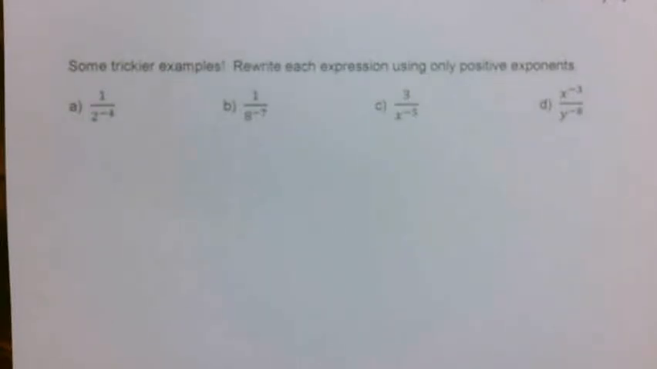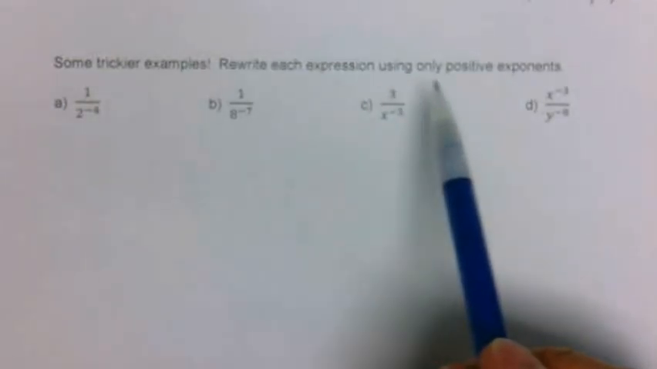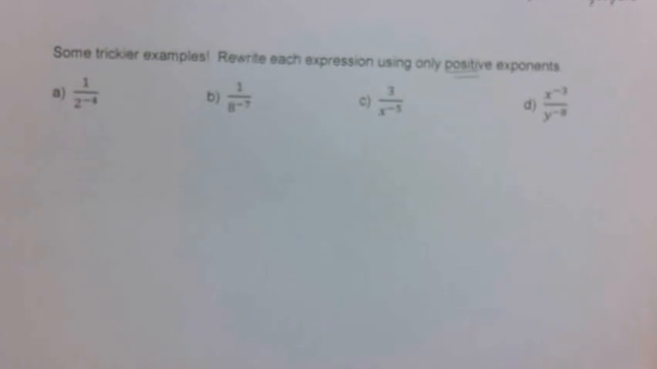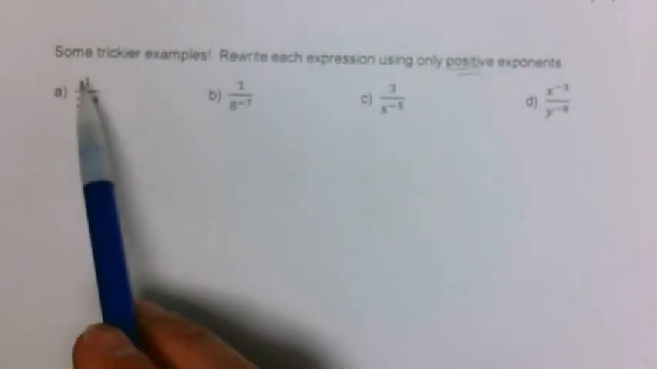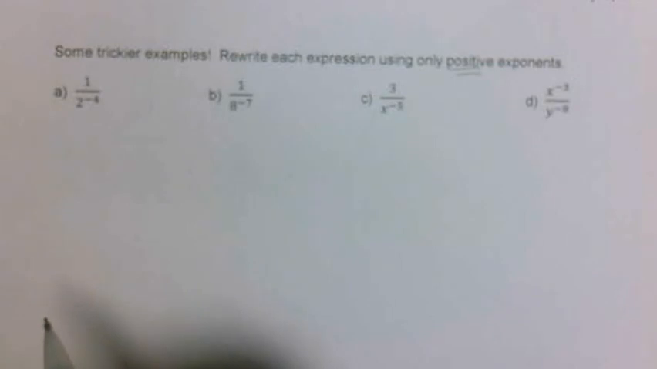In this last section, we have a few trickier examples, and our directions again are to rewrite each expression using only positive exponents. All right, so you'll notice in letter A, we have 1 over 2 to the negative fourth power. My negative exponent is in the denominator of my fraction. We need to rewrite this using only positive exponents.